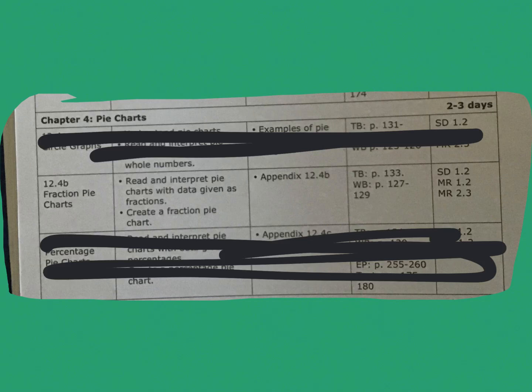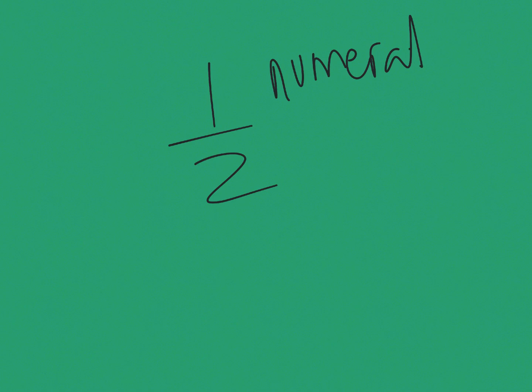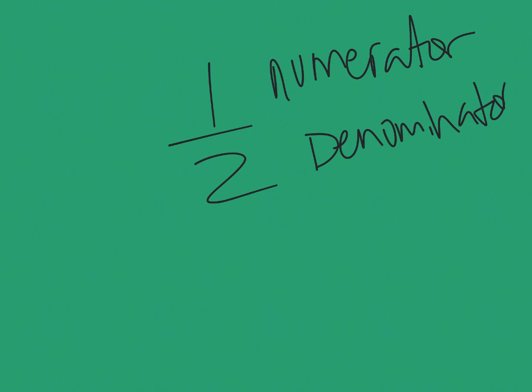All right, today we are going to look at pie charts, and we are going to read and interpret pie charts with data given as fractions. So we are going to get into fraction mode. We're going to remember that for fractions we need to have like, or the same, denominators. Remember, denominators are the down. If it's like 1/2, the numerator is on top and the denominator is on bottom. So remember that the denominators need to be the same.